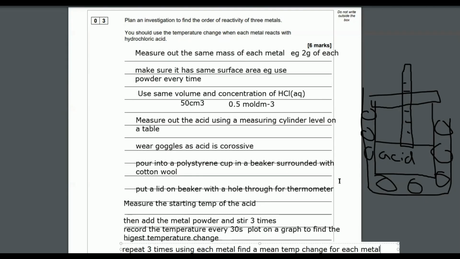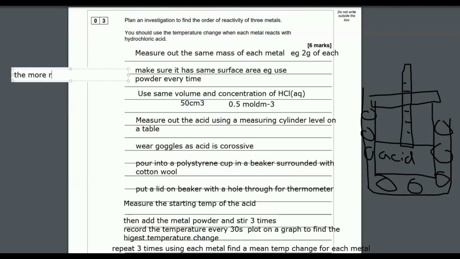Okay, I've kind of run out of room here. So how do we find out what one's the most reactive? The more reactive the metal, the larger the temperature change. So you want to find the mean temperature change for each metal. So you can do it 3 times for each metal. You're going to repeat the whole process with each metal, obviously using new acid and everything each time.